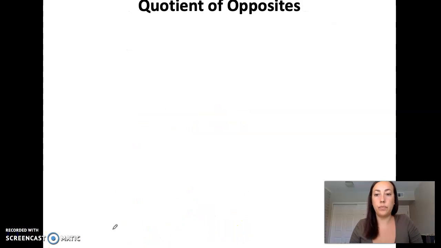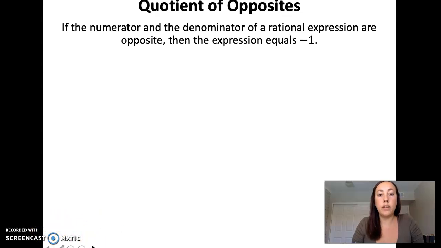All right, so something kind of cool happens when you have the quotient of opposites. If the numerator and the denominator of a rational expression are opposites, then the expression will simplify to equal -1.